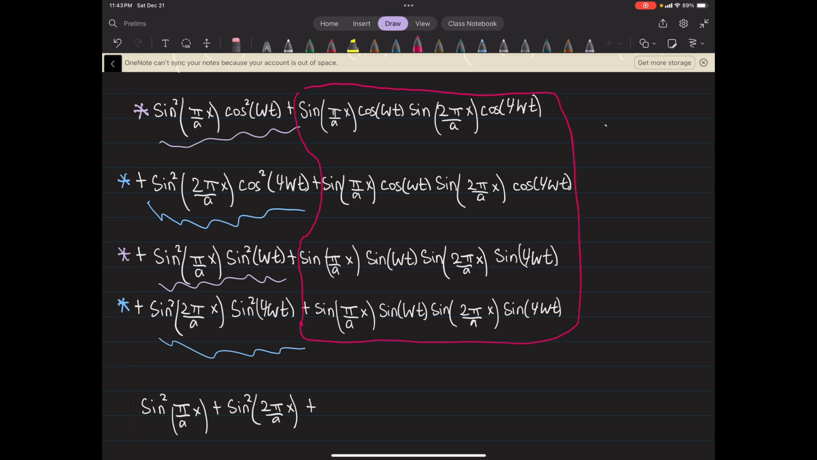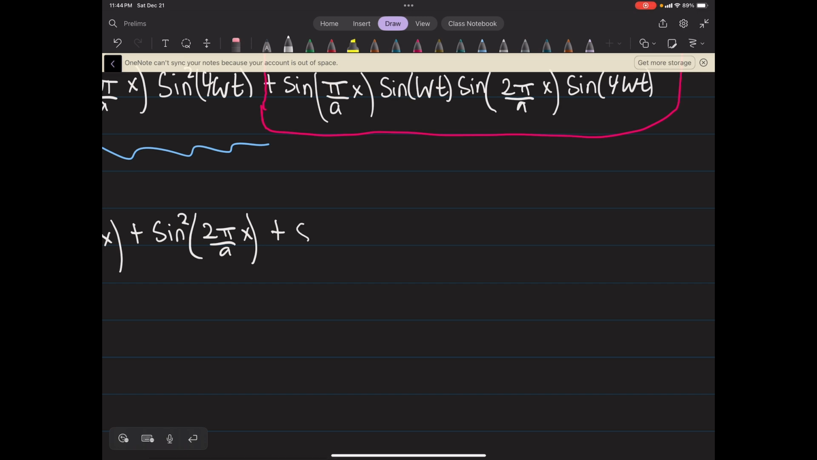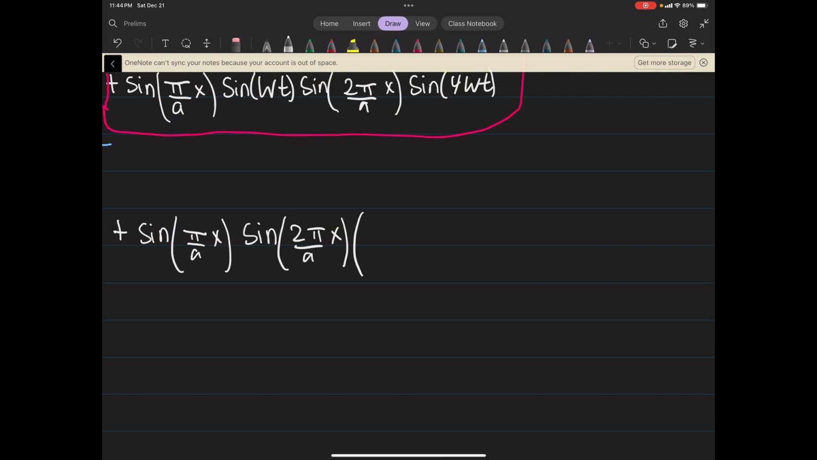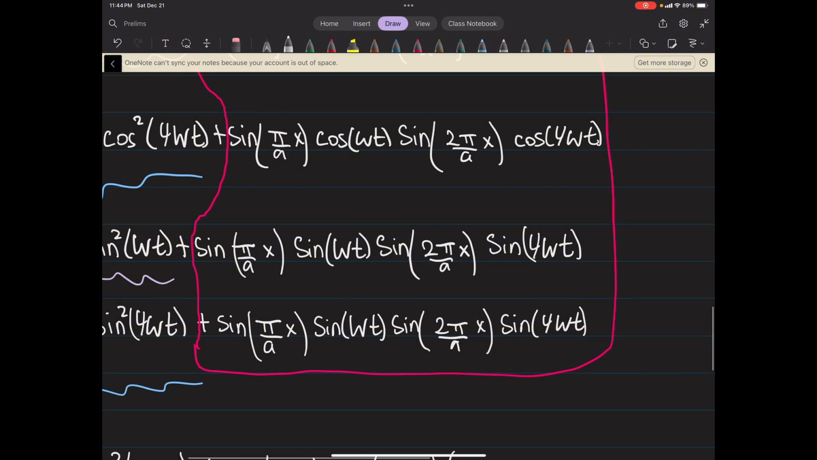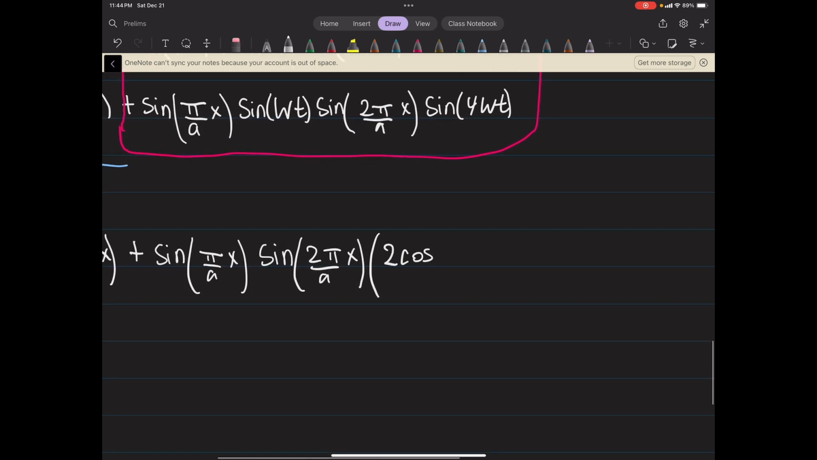There's some different terms, but hopefully you will see that both those terms have a sine pi over ax and a sine 2 pi over ax. So why don't we just factor that out? Sine pi over ax, sine 2 pi over ax. And then what are we left with? Looks like 2 cosine of omega t cosine of 4 omega t.